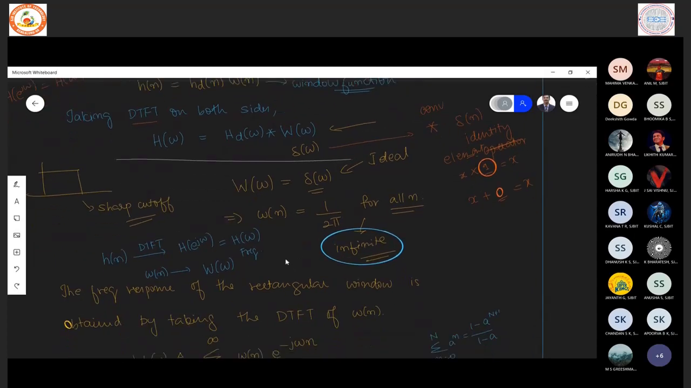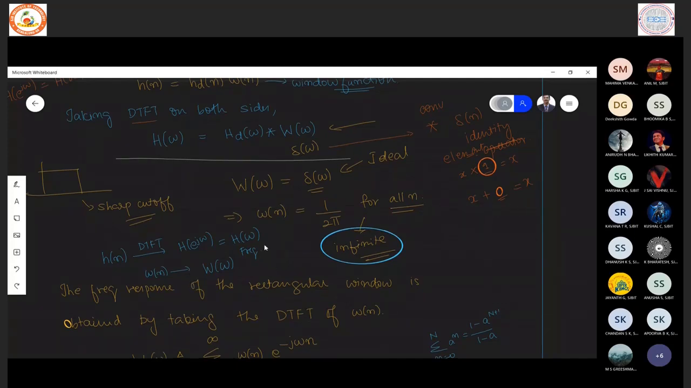And we also know that when you have h of n, if you take DTFT, we get the frequency response denoted as H of e power of j omega, or it is H of omega in short. Similarly, w of n is time domain, W of omega is frequency domain. It's obtained by taking the DTFT.